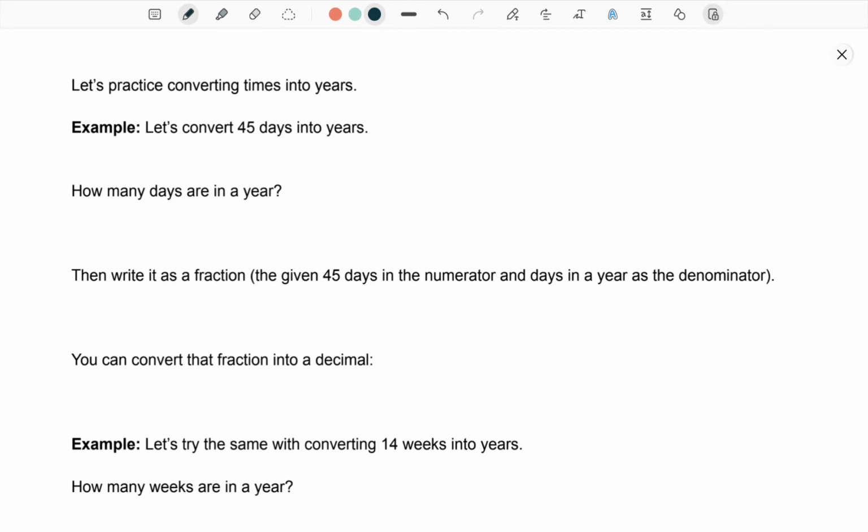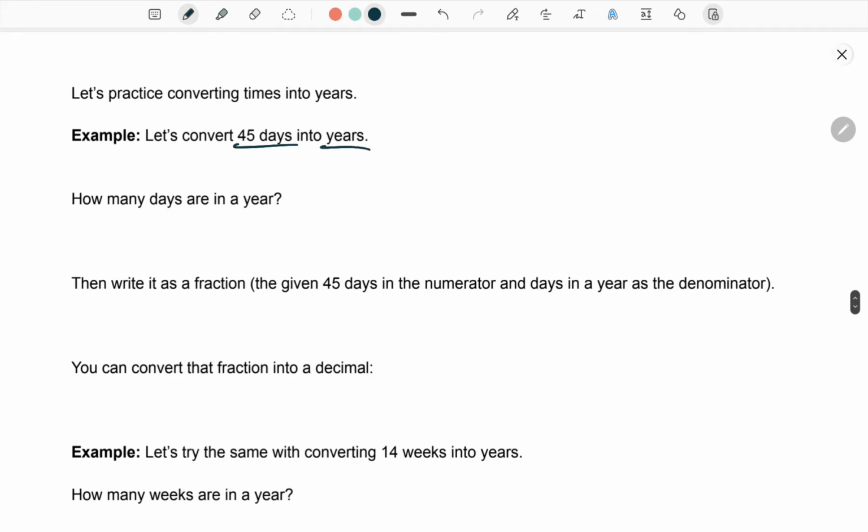So for example, what if we want to convert 45 days into years? So first of all, if you want to convert something into years, whatever unit your current thing is in, so if it's days, how many days do you have in a year? We have 365. Don't worry, you don't have to do the decimal value because of like leap years and such. We're just going to stick with 365. Then we want to write it as a fraction. So the given amount, the 45 days, that's on the top of the fraction. The bottom of the fraction is 365.